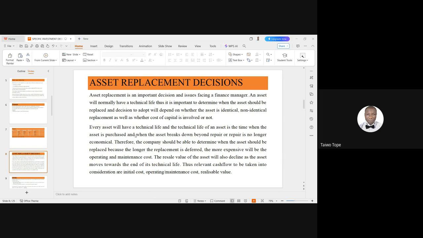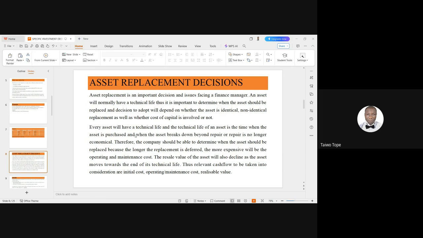The non-identical replacement entails replacing the asset with a new and different model, for example newer technology or more fuel efficient machines, as a way of improving on the existing one. In this case, the comparison can include different purchase costs, running costs, and benefits. We can also have a replacement situation with or without cost of capital consideration.